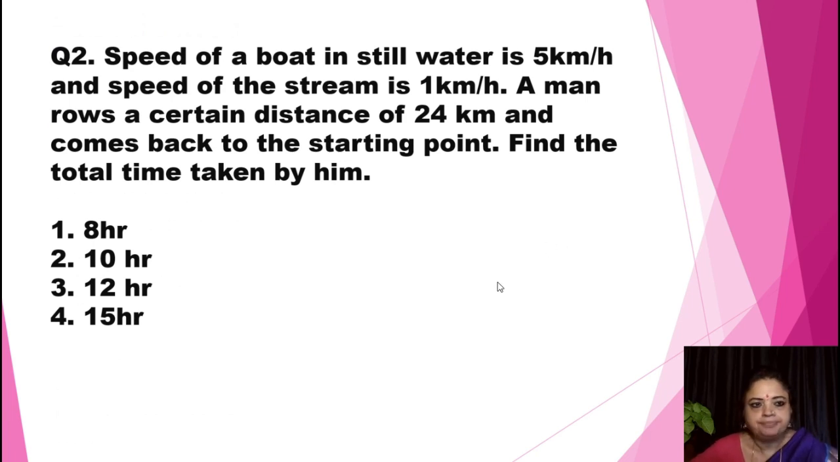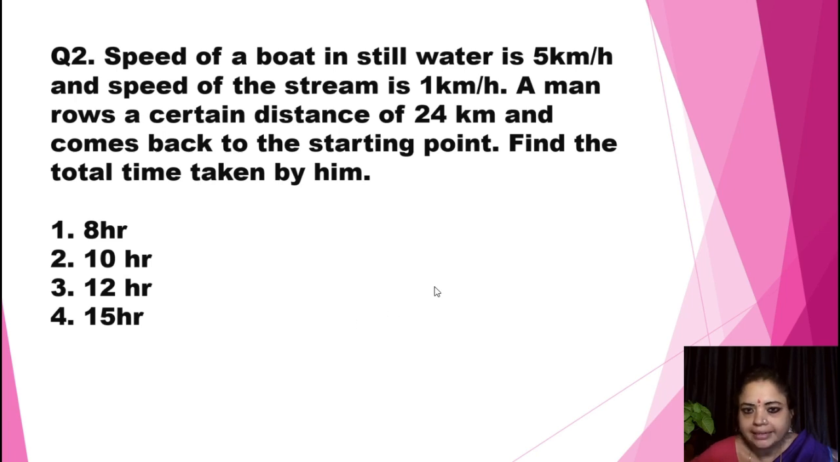The next question: the speed of a boat in still water is given as 5 km per hour and the speed of the stream is 1 km per hour. A man rows a certain distance of 24 kilometers and comes back to the starting point. Find the total time taken by him. This is a question similar to the above, again asked in the same examination, and here we have to find out the total time. Options are given 1, 2, 3, 4.